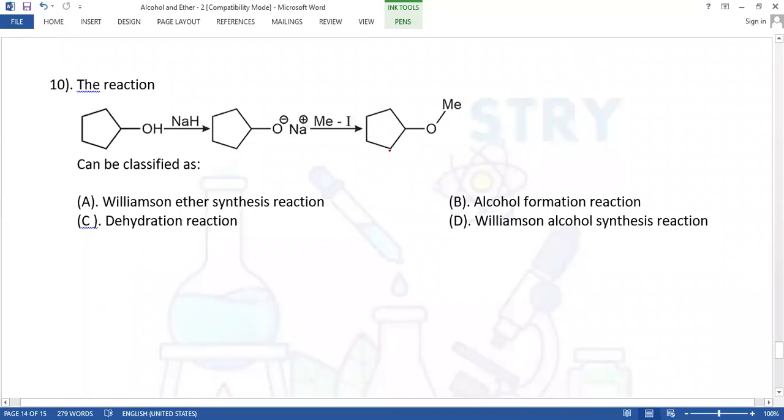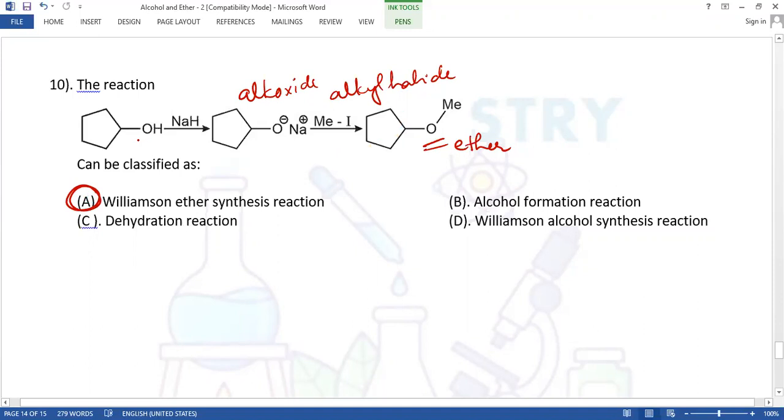Question number 10. The reaction can be classified as Williamson ether synthesis, alcohol formation reaction, dehydration reaction, or Williamson alcohol synthesis reaction. Here at the end we have an ether, so it should be ether formation. How is ether formed? Using an alkoxide. We already have the alkoxide here, then methyl iodide, which is an alkyl halide. The reaction between an alkoxide and an alkyl halide is called Williamson's ether reaction. Therefore, A should be the answer, correct?